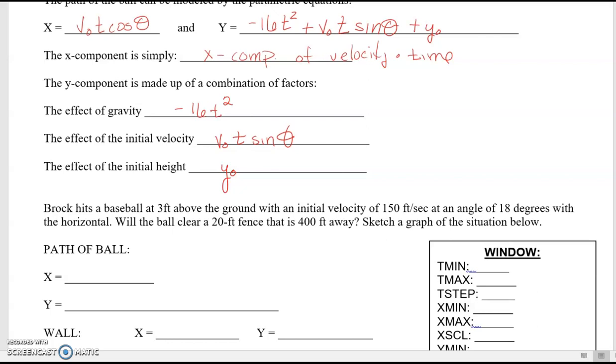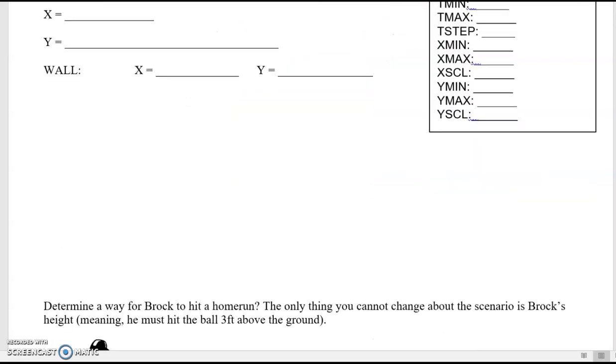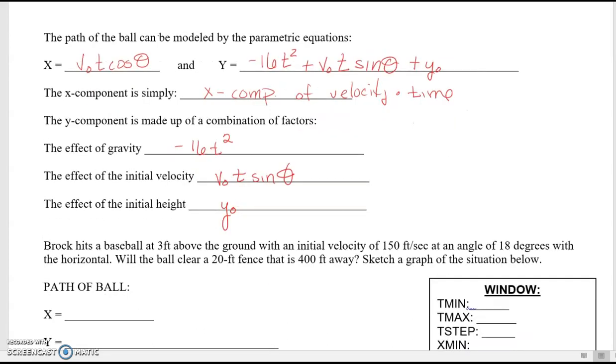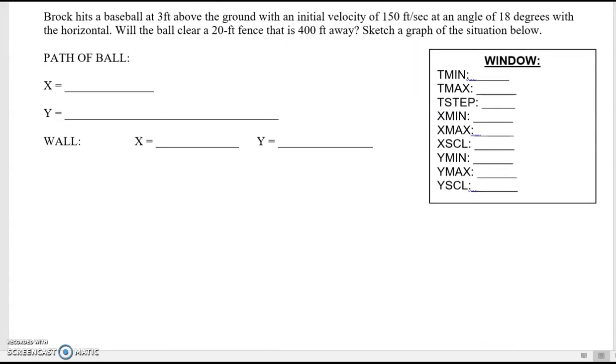All right, we're going to work through an entire baseball problem, and then we have a Ferris wheel problem to get through. I might need to do that on a second video. As you can see, Brock hits a baseball 3 feet above the ground with an initial velocity of 150 feet per second and an angle of 18 degrees with the horizontal. We want to find out if the ball will clear a 20-foot fence that is 400 feet away. We're going to sketch a graph of the situation. We're also going to simulate the situation. We will create that wall as well for you.